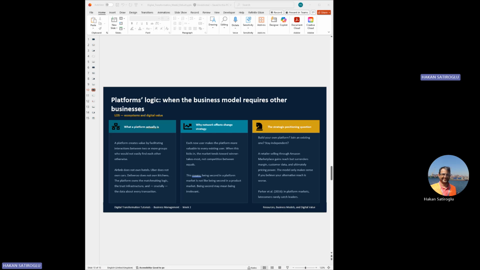So I dedicated this slide a little bit for them because it is one of the important business models we have seen in the last 10 years. Airbnb connects hosts and guests. Uber connects drivers and passengers. And Amazon Marketplace, for example, connects sellers and buyers.